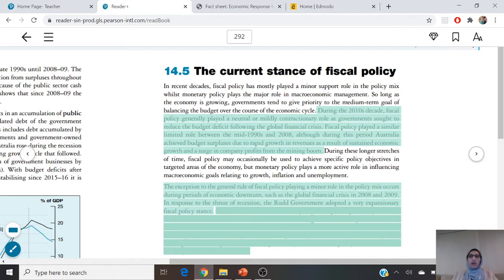Anyway, during the 2010s, fiscal policy generally played a neutral or mildly contractionary role as government sought to reduce the budget deficit following the crisis. So the aim of the government was not to implement fiscal policy for economic growth. It was really just to reduce the budget deficit, and they were going to implement fiscal policy to achieve that goal, right? Fiscal policy played a limited role between the mid-90s and 2008. During this period, we achieved a lot of budget surpluses, mainly because of the mining boom.